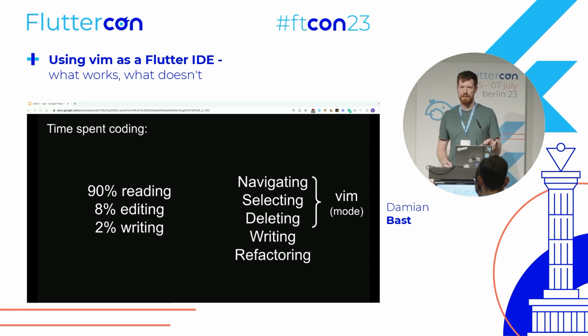And when we look at reading, then it's really important to be able to navigate quickly. It's important to be able to select stuff and highlight stuff. And since we are all using Copilot today, deleting stuff. That's basically what we are doing all the time. It's like navigating, selecting, and deleting. The writing part is also important, but that's not as important as navigating and selecting.